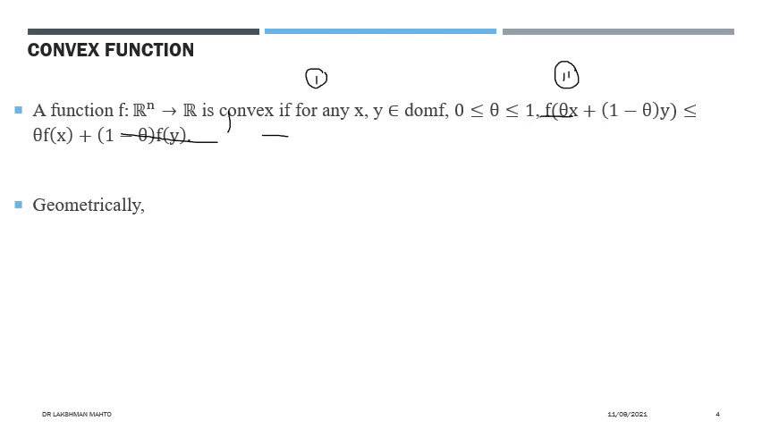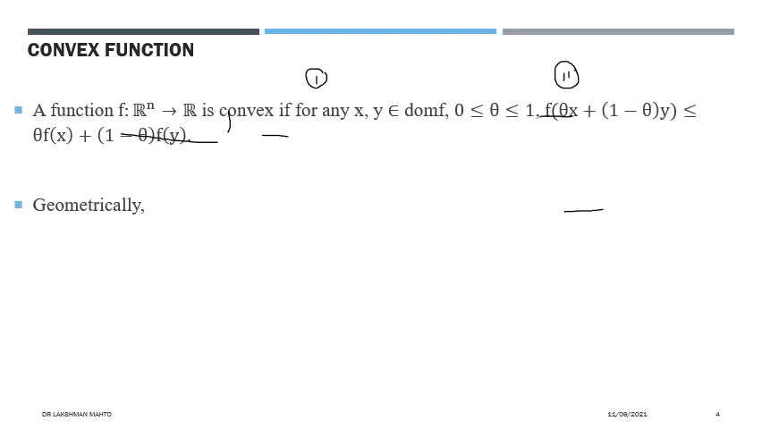So geometrically, what does it mean? Geometrically, this inequality means that the line segment joins any two points on the graph. The point (x, f(x)), I told you, is a point on the graph, and (y, f(y)) is also another point on the graph.